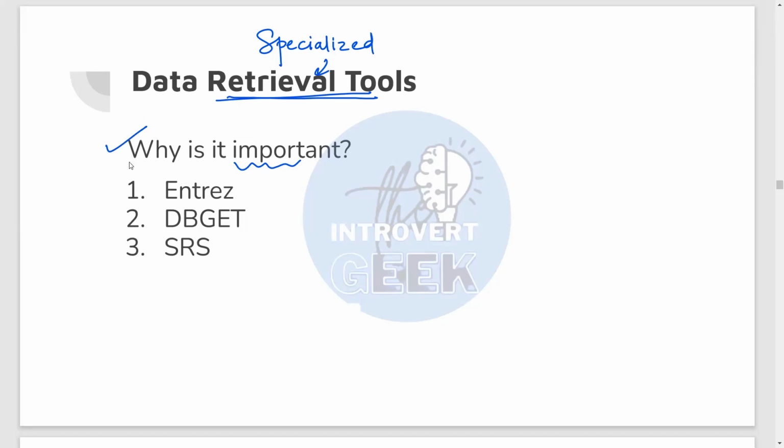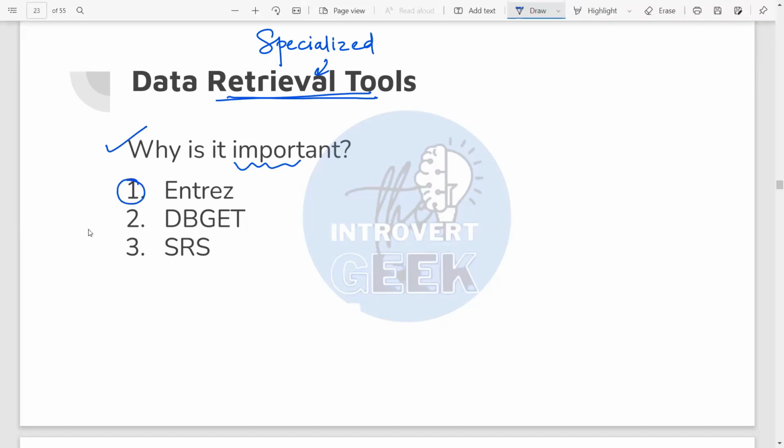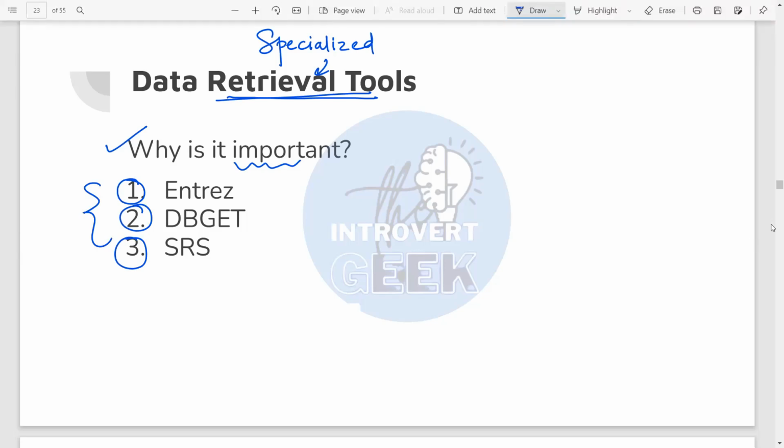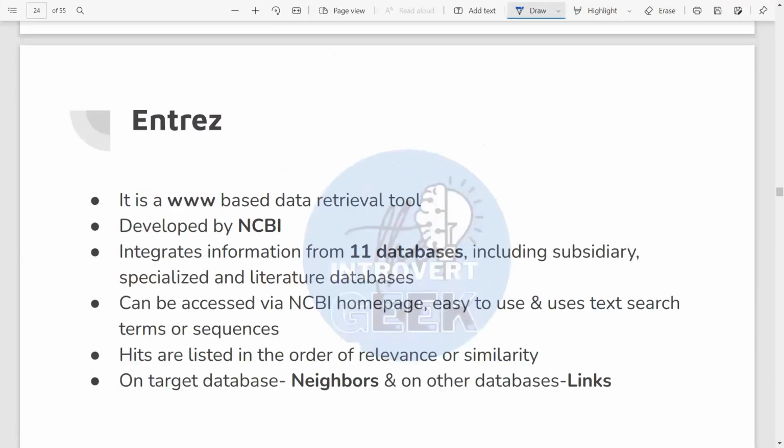Okay, so three basic data retrieval tools are present, that is Entrez, then second is the DBGET, third is the SRS. So we are just going to see briefly what is it, who manages these databases, and what are the advantages of these retrieval tools. Okay, so first coming to Entrez.